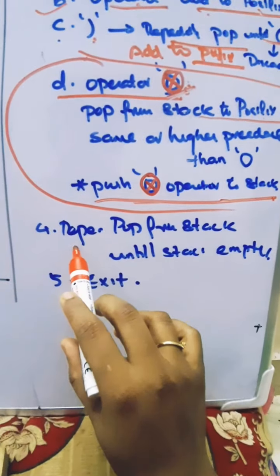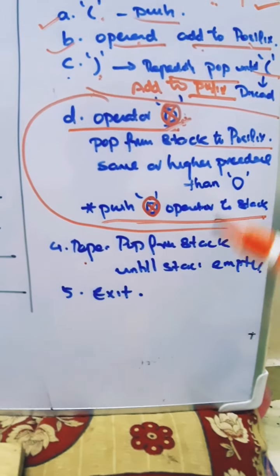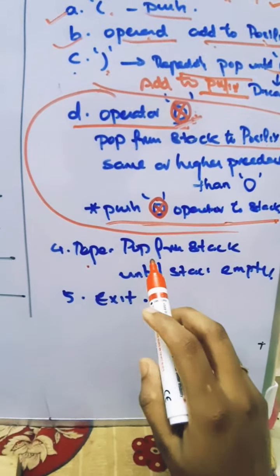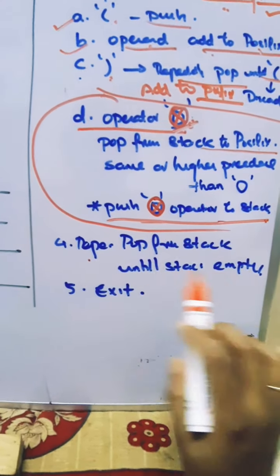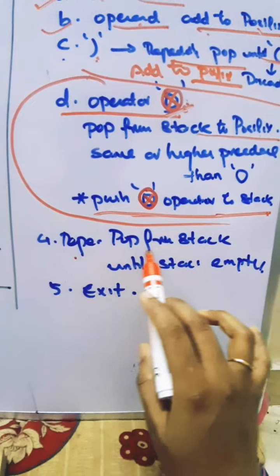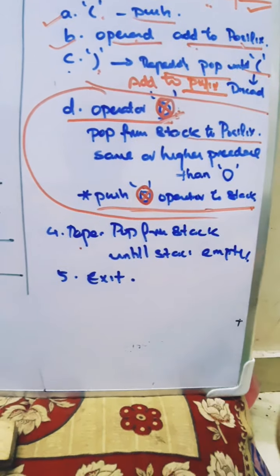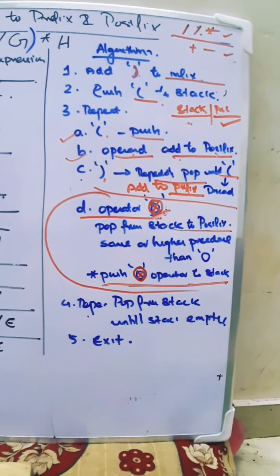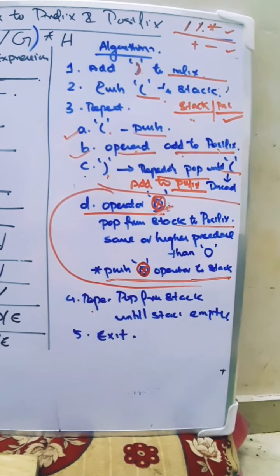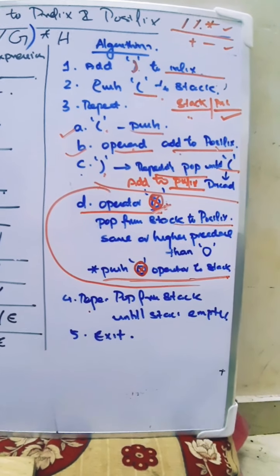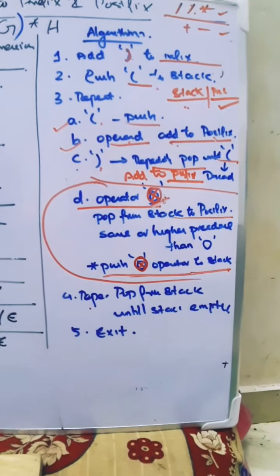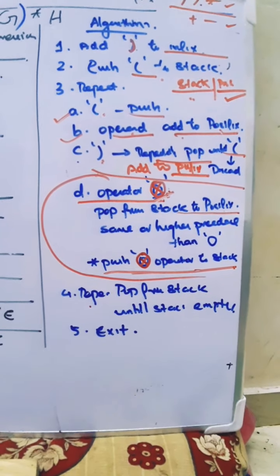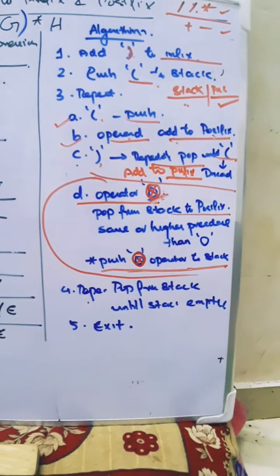Okay, next one, you do these steps repeatedly until it evaluates the entire infix expression. So repeatedly pop from the stack until the stack is empty and exit. This is the brief idea about the algorithm to convert infix expression to postfix expression. Let's see with an example so you will get a clear idea. You will get a little more clarity about it.